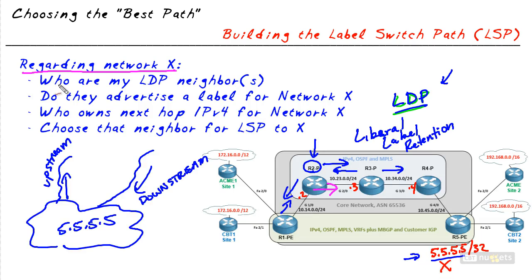The first question we ask is, who are my LDP neighbors? If you only have a single LDP neighbor and they're advertising a label for 5.5.5.5, you don't have much of a decision to make. You have one choice as far as LDP goes, and MPLS, you're going to use that neighbor.